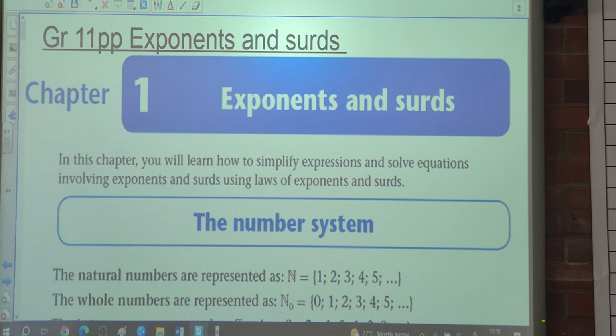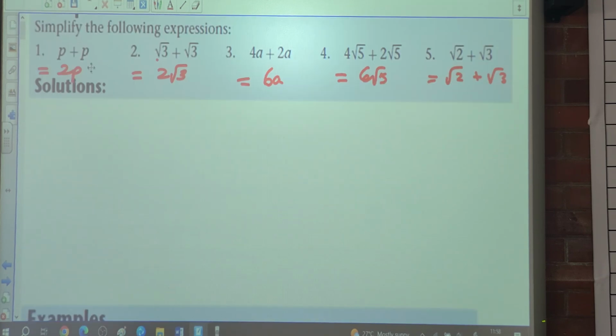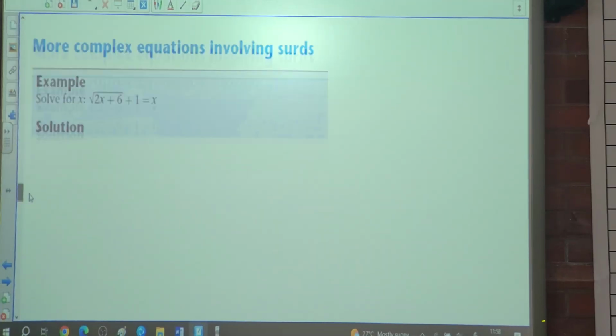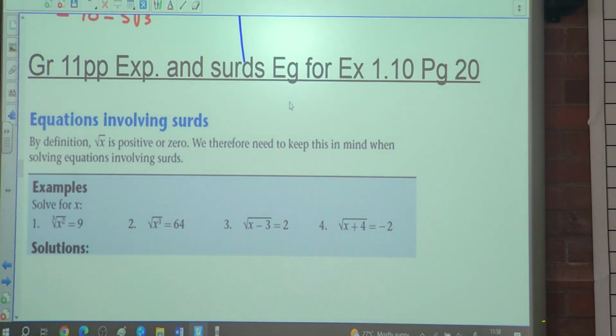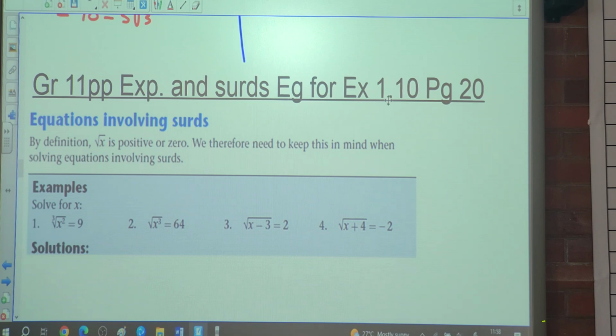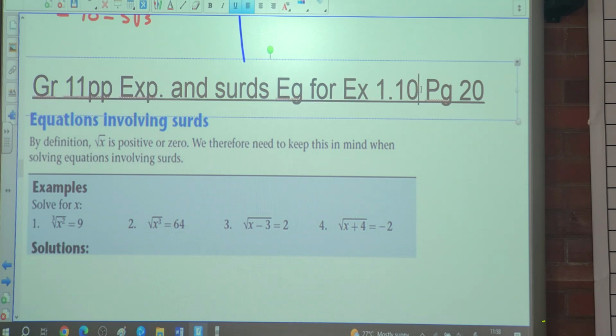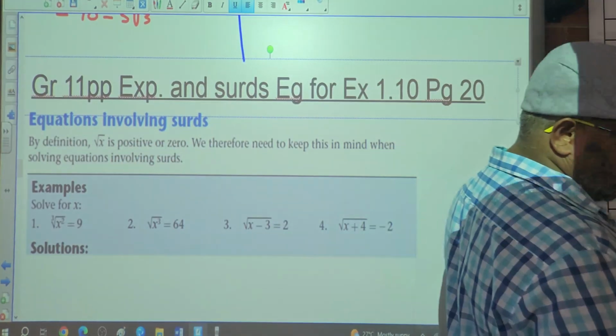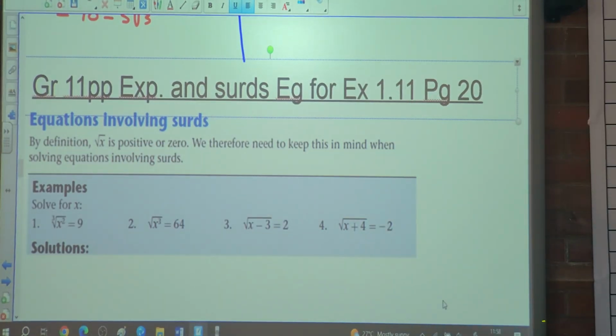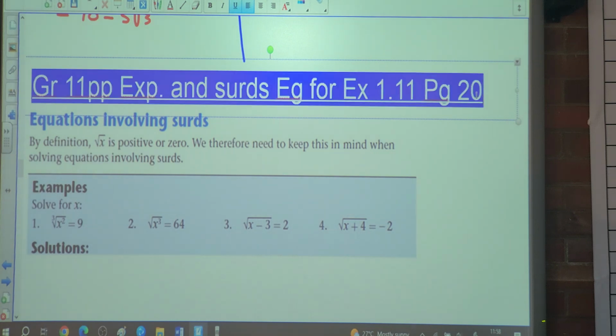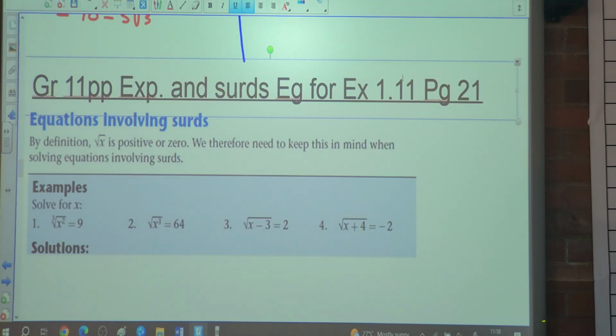Today we're looking at exponents and surds. So we looked at rationalizing the denominator yesterday, correct? So today we're looking at exponent equations involving surds. This is exercise 1.11 on page 21. The examples are on page 20.